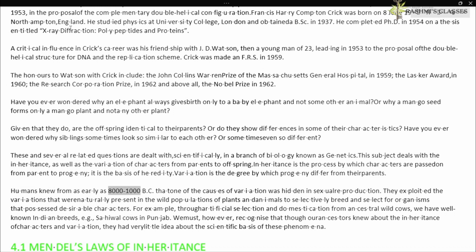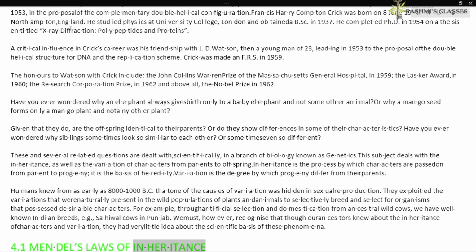Humans knew from as early as 8000 to 1000 BC that one of the causes of variation was hidden in sexual reproduction. They exploited the variations that were naturally present in the wild populations of plants and animals to selectively breed and select for organisms that possessed desirable characters. For example, through artificial selection and domestication from ancestral wild cows, we have well-known Indian breeds, for example Sahiwal cows in Punjab. We must, however, recognize that though our ancestors knew about the inheritance of characters and variation, they had very little idea about the scientific basis of these phenomena.